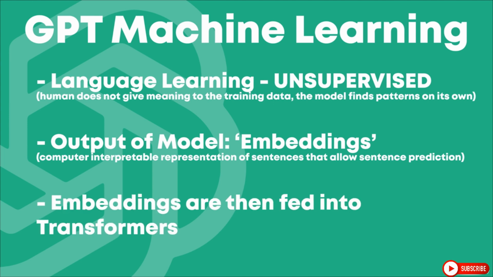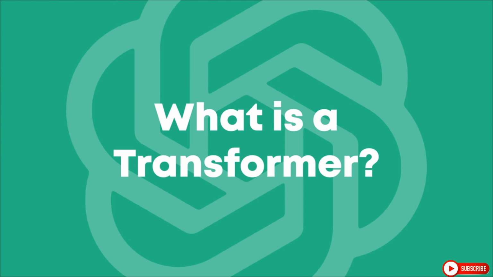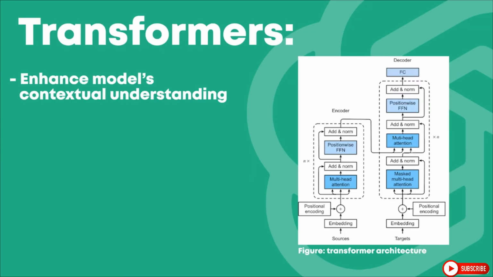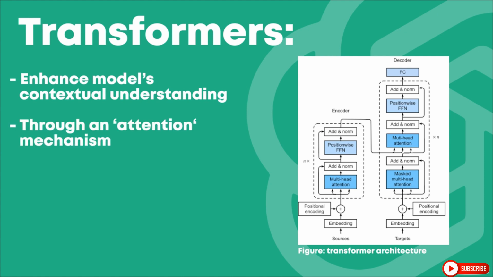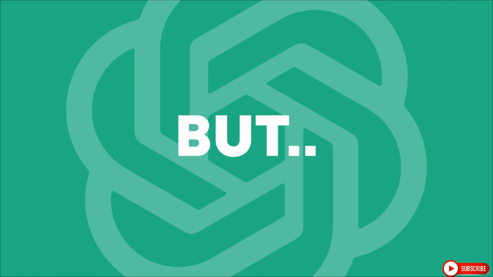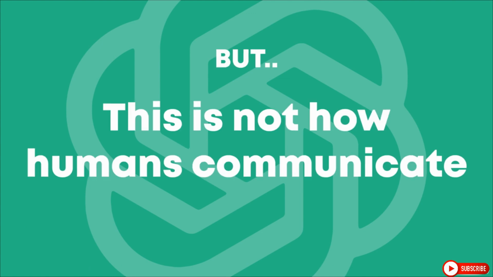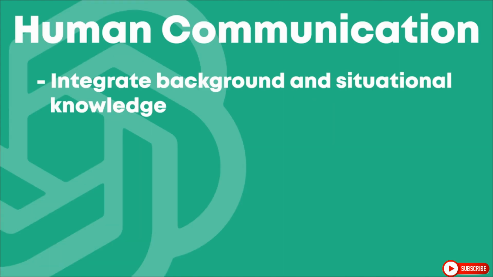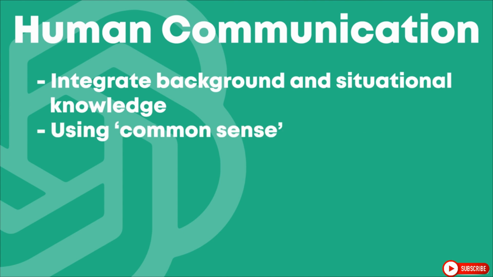In the next step, these embeddings are fed into a transformer. Transformers are the backbone of the GPT models and enhance the model's contextual understanding by introducing an attention mechanism. With attention, it is meant that the model can focus on specific parts of the input and with that make contextual relations. However, this leaves out an important step in how we humans communicate. We as humans also integrate background and situational knowledge together with so-called common sense to construct the best response in the given moment.